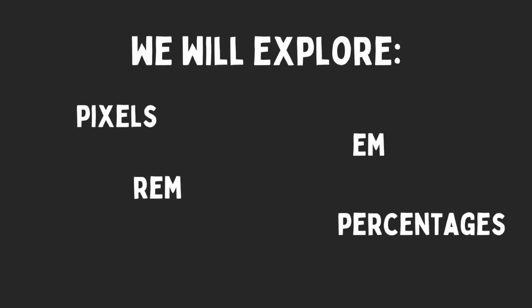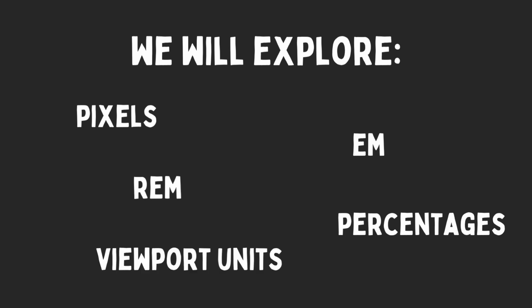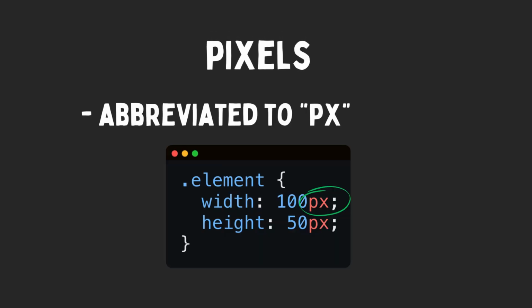Today, we're diving into CSS Units. We'll explore pixels, EM, REM, percentages, and viewport units. Understanding these units is crucial for creating responsive and well designed web pages. So, let's get started. First up, we have pixels, often abbreviated as PX.